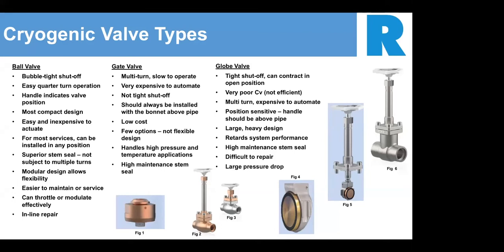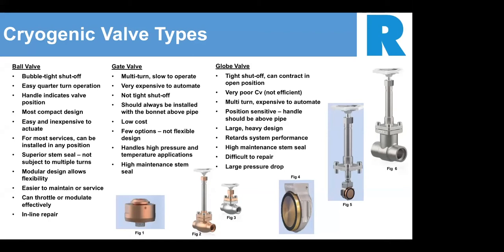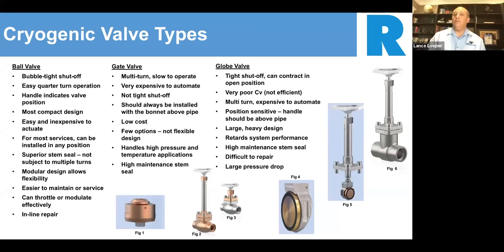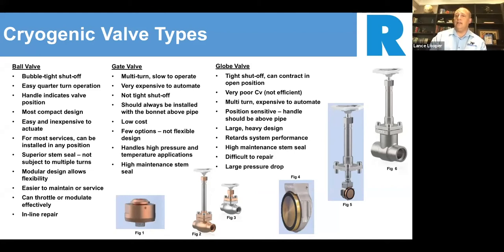Some of our most common valves in the industry are ball valves. Ratterman has a full list of ball valves. They're a bubble tight shutoff valve. They're a quarter turn valve, easy to turn on and off. The handle is usually the indicator of flow. Flow is a huge issue with ball valves. You have to make sure that the valve is in the right way.